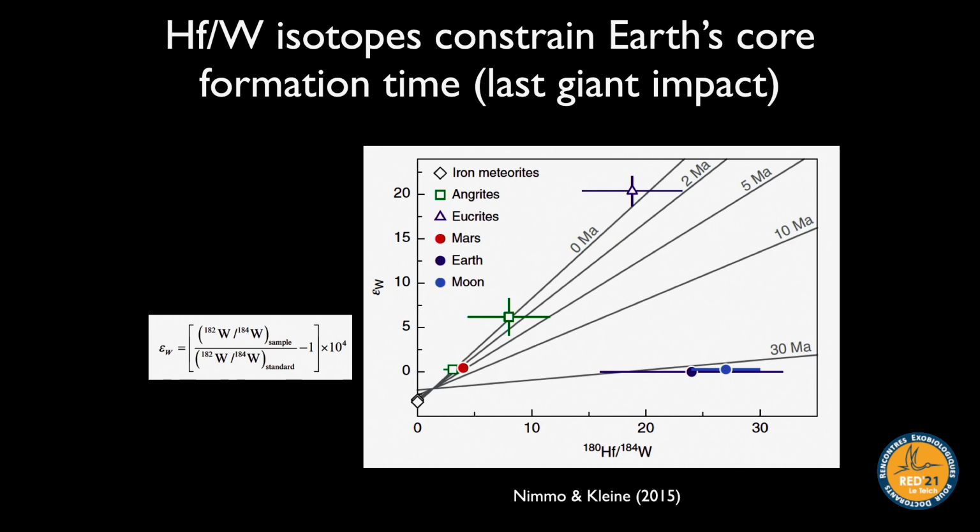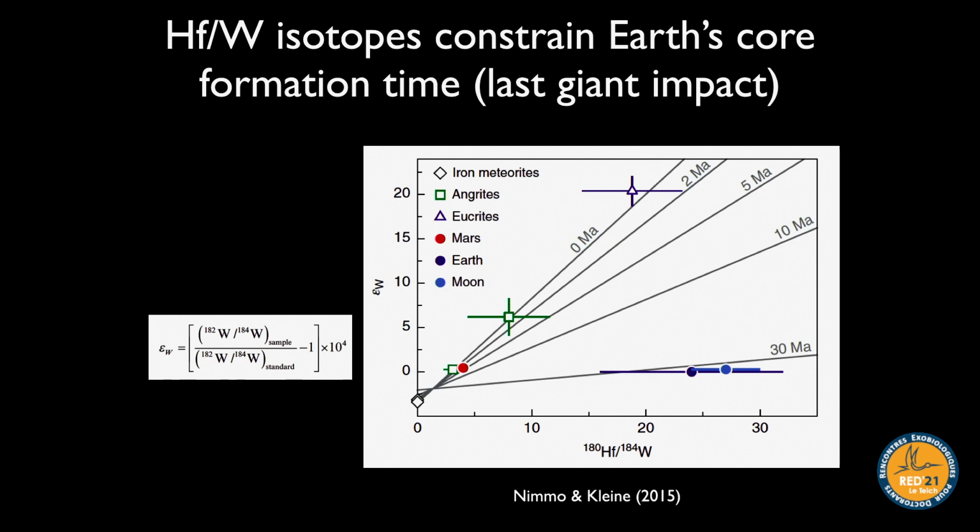All right. So one interesting one is hafnium-tungsten isotopes, and those actually constrain when Earth's core formed. What's interesting there is, as you can see, depending on the slope of the curve in this isotope space, they correspond to certain ages. Some asteroids, some forming objects in the solar system, if they form cores, form them very early.